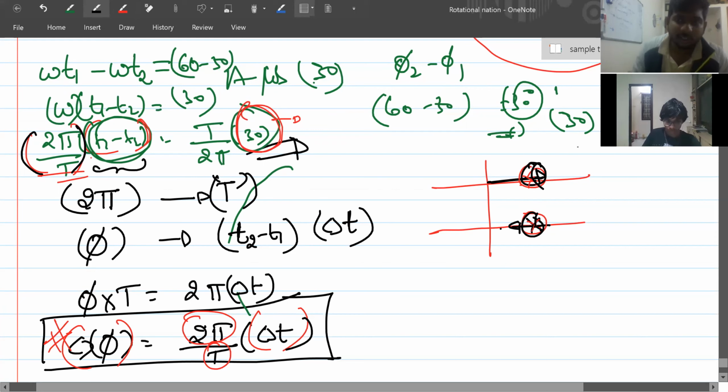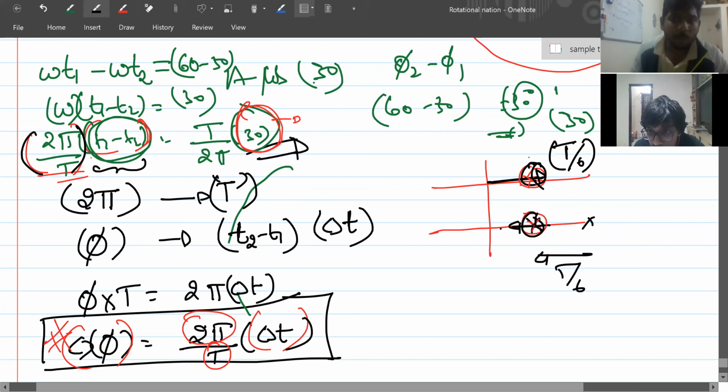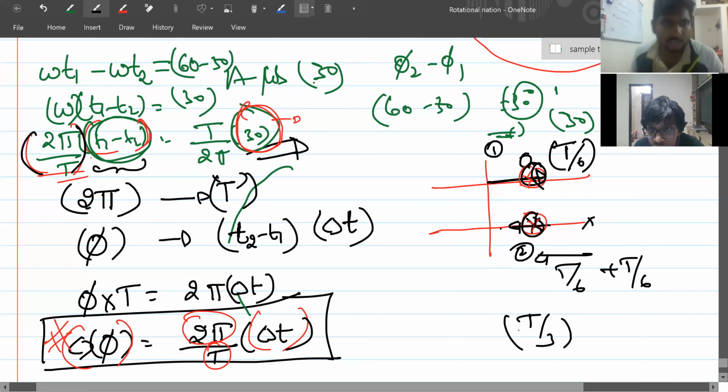Now, for this particle to meet this position, how much time does it have to travel? You check it. This we have already solved as t by 6, right? From a to a by 2, how much time will it take? Again, t by 6, right? That means this particle is t by 6 seconds prior to the second particle. Not t by 6, t by 6 plus t by 6, t by 3 time behind the second particle. Do you accept this or not?